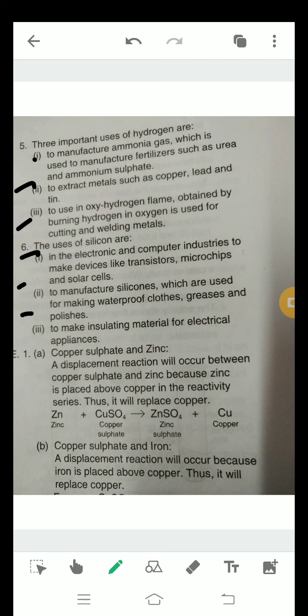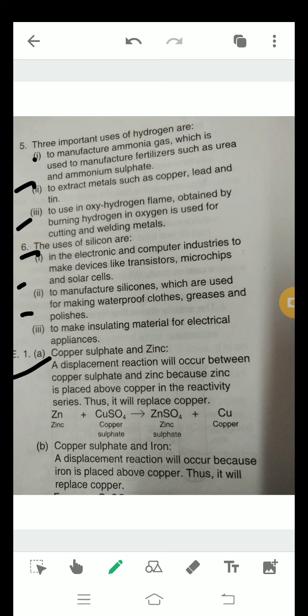The first use is in the electronic and computer industries to make devices like transistors, microchips and solar cells. Second is to manufacture silicones, which are used for making waterproof clothes, greases and polishes. Third, to make insulating materials for electrical appliances.